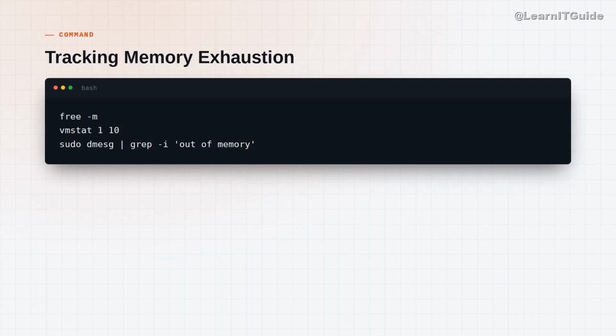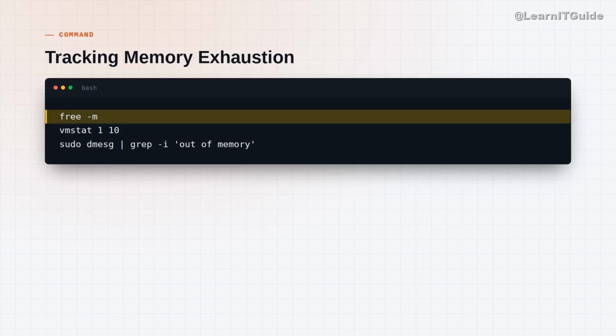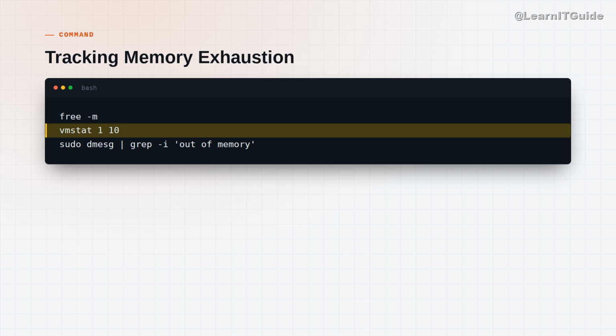Memory exhaustion is another classic killer. On the screen, you see 3 commands. The first shows current memory usage in megabytes. The second, vmstat, gives you a live look at memory swapping patterns over 10 seconds.